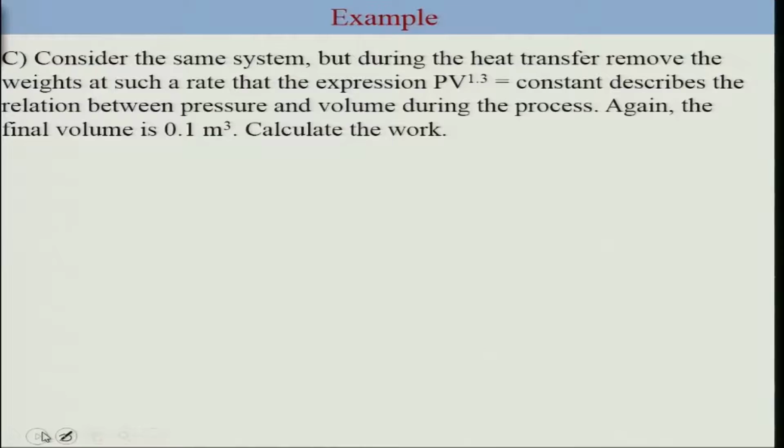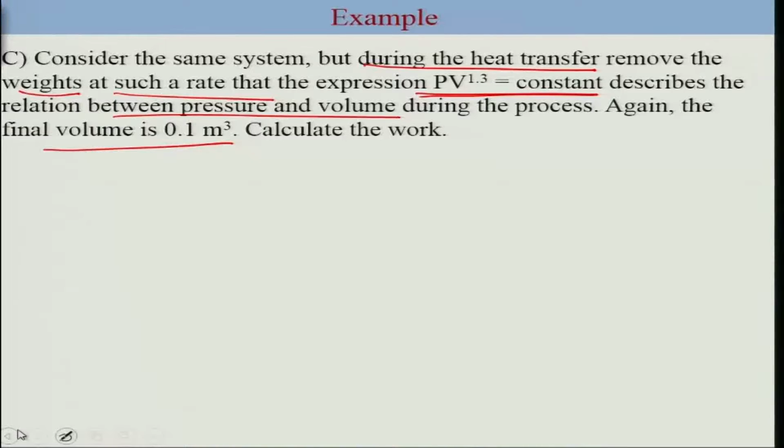So now let's consider the third case. In this case you have the same system, but now during the heat transfer we remove the weight at such a rate that this expression is constant. So this is a polytropic process which describes the relation between pressure and volume during the process. The final volume is still the same, which is 0.1 meter cube. So we are going to calculate the work for such a system.